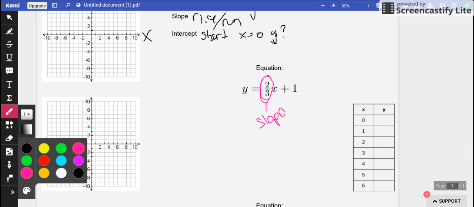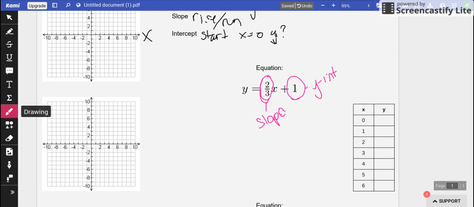And then my starting number, or when x equals 0, I have this number here, which is my y-intercept. We also like to call that our start number because that's where we start on our graph. If we come over to this graph here and look at where we want to start, we are going to start on the y-intercept of 1. And then our slope is 2/3.